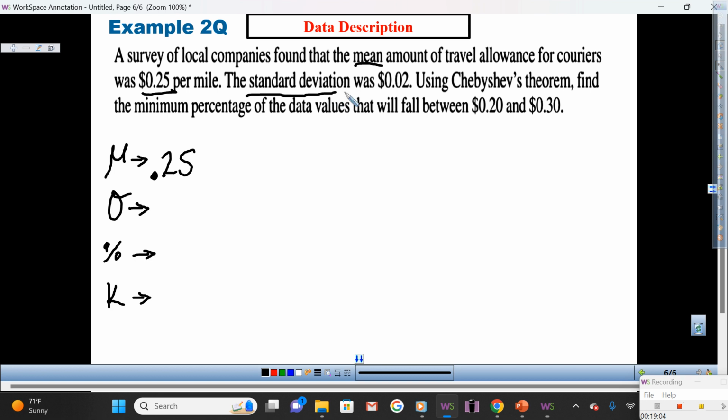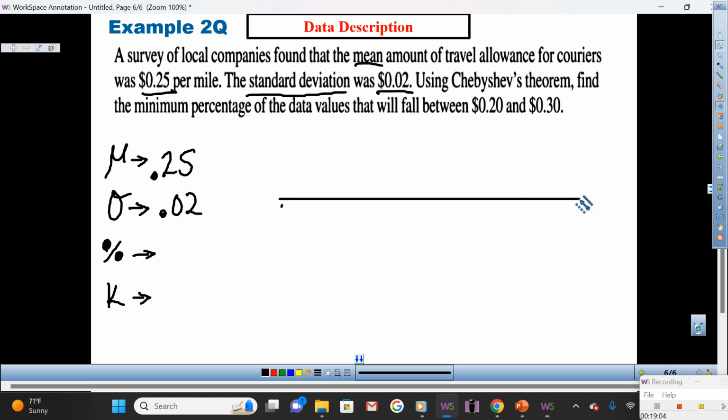What else do they give us? Standard deviation of 0.02. Do they give us a percent? No. Do they give us the number of deviations to get that percent? No. So you're like, oh snap. Okay. So, let's draw a line.